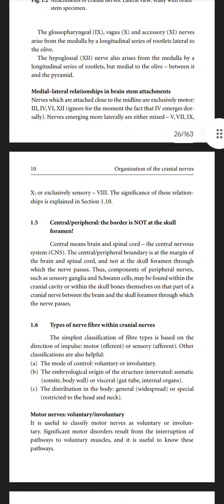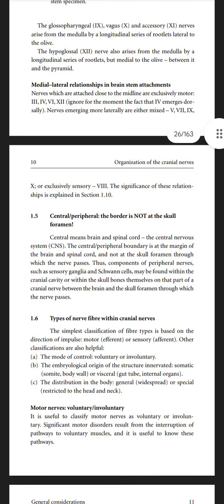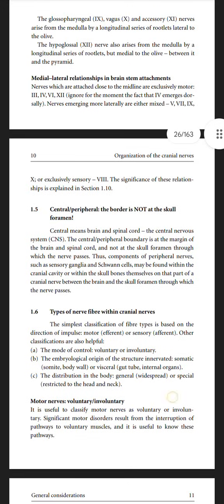Nerves which are attached close to the midline are exclusively motor.